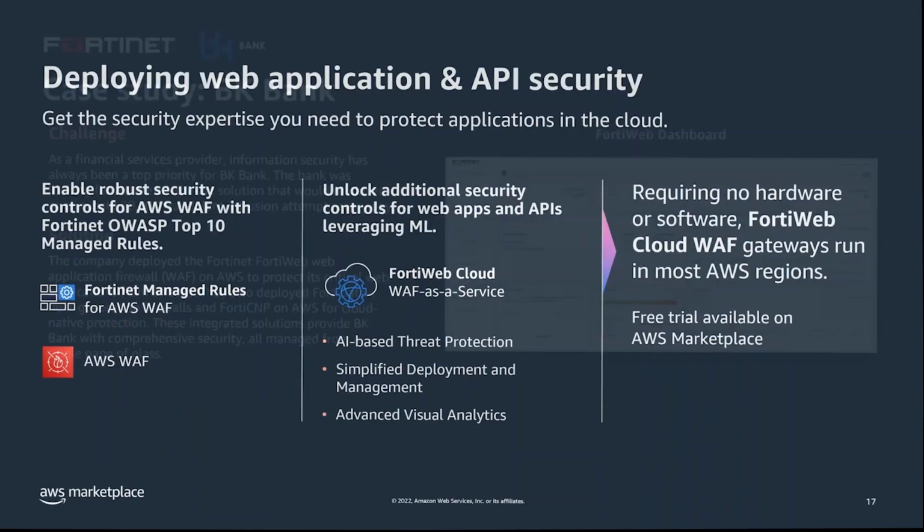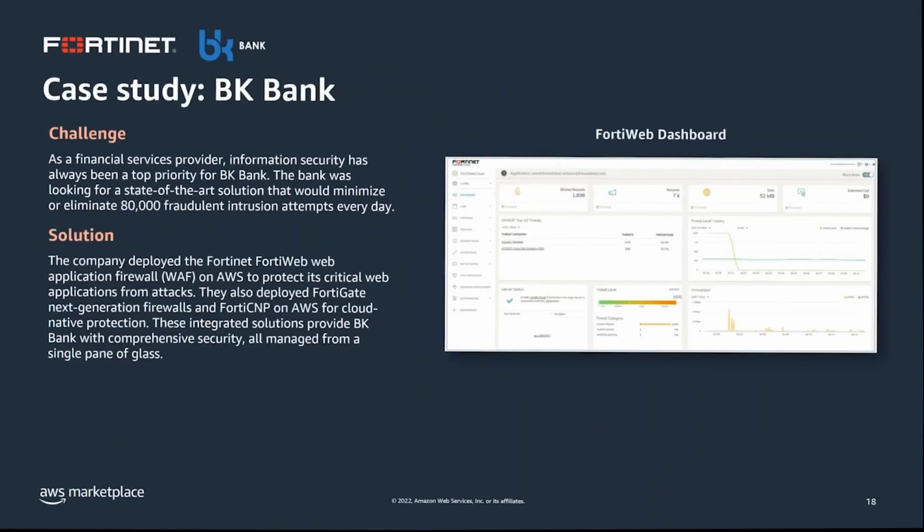So I want to introduce BK Bank, and BK Bank's online presence makes them a target for a lot of fraudulent intrusion attempts. BK Bank was recording somewhere on the order of 80,000 attempts a day. And being that they're a financial service provider, fraudulent intrusion has a lot of impact, not just on who they are as a FinServ company, but on their customers as well. They brought FortiWeb into their AWS architecture in front of all of their critical workloads.